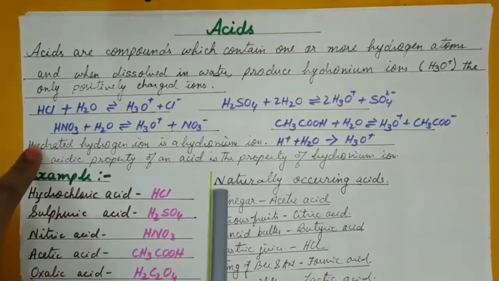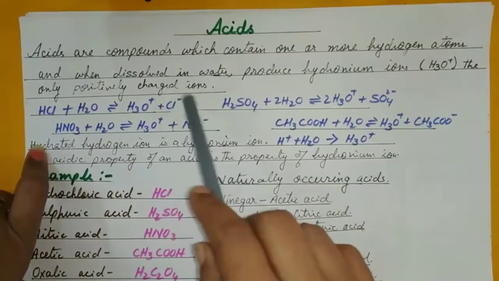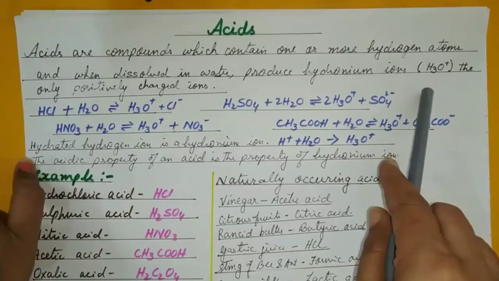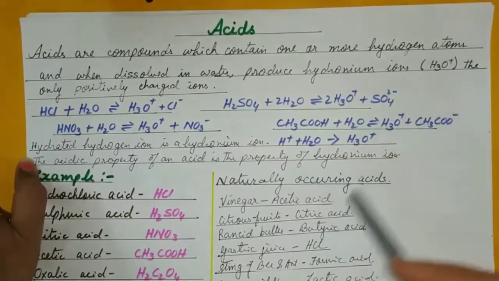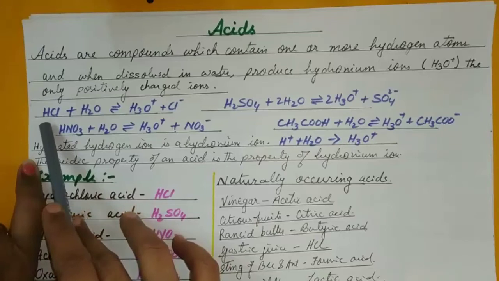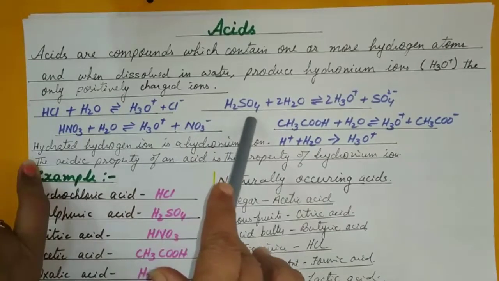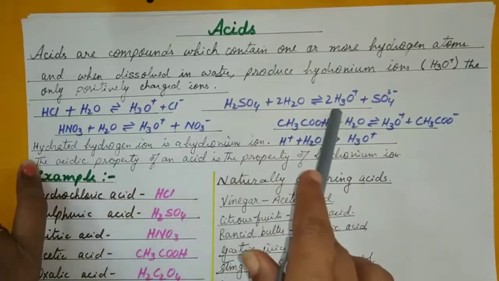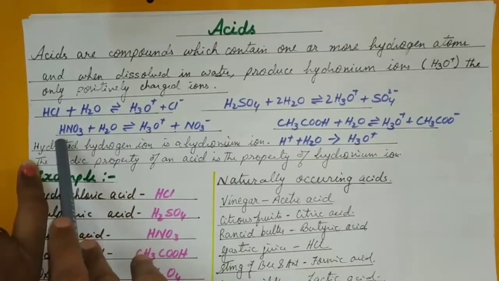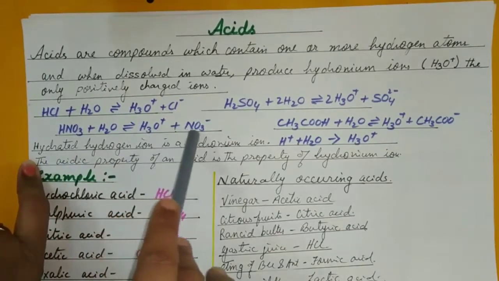So we say that acid is a compound which has got one or more hydrogen atoms. When dissolved in water, it will produce the hydronium ion, which is nothing but the hydrated hydrogen ion. So we can say that HCl has got one hydrogen atom, so it will give you one hydronium ion and chloride ion. H2SO4 has got two hydrogen atoms, so it will give you two hydronium ions and one sulfate ion. Nitric acid has got one hydrogen atom, so it will give you the hydronium ion and a nitrate ion.